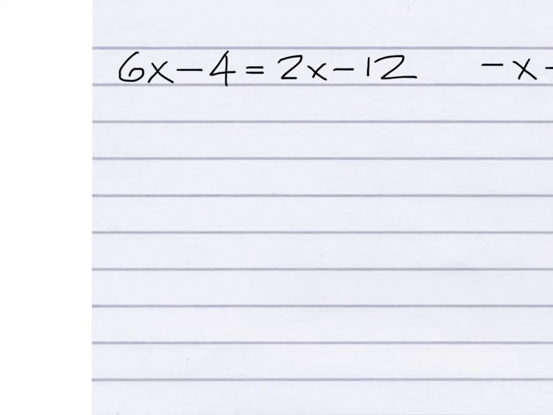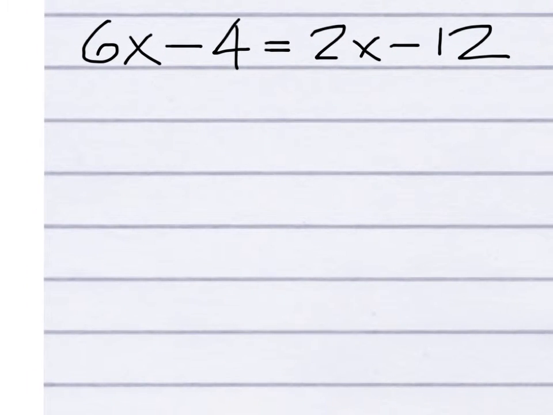Three examples. Notice you have an x term on both sides. 6x minus 4 equals 2x minus 12. You want x terms on the left and numbers on the right. You already have a 6x on the left, so it does not have to move. But you have this 2x on the right. That is a plus 2x. You want to move that to the left and make it minus 2x.